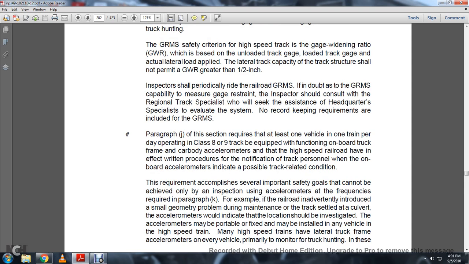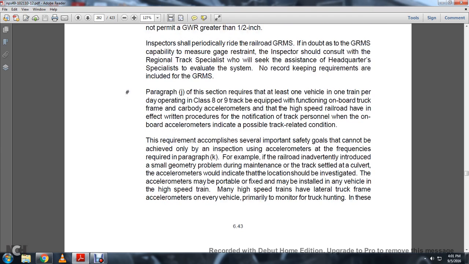Paragraph J of this section requires at least one of the vehicles, one per truck, operating over Class 8 through 9 track to be equipped with onboard track frame and car body accelerometers, and the high-speed railroad to have effective written procedures for notification of track personnel when the onboard accelerometer indicates a possible track-related condition. The requirement accomplishes several important safety goals that cannot be achieved only by inspection using accelerometers. For example, the railroad inadvertently introduced a small geometry problem during the maintenance of the track settled at a culvert. Accelerometers will include the location, which should be investigated.